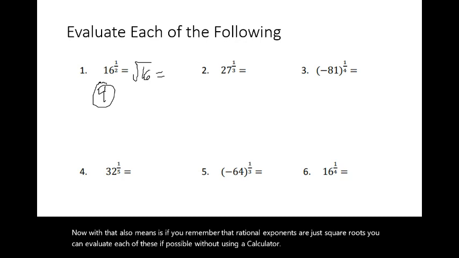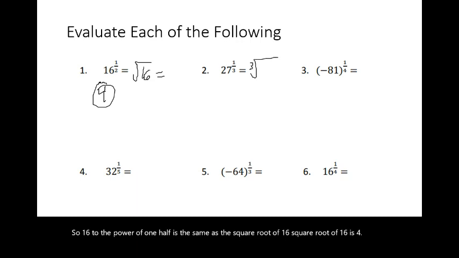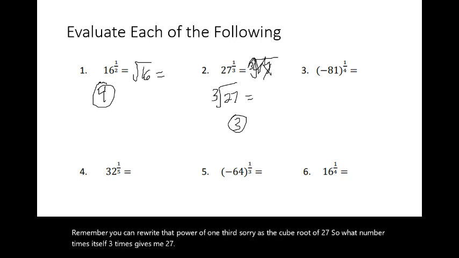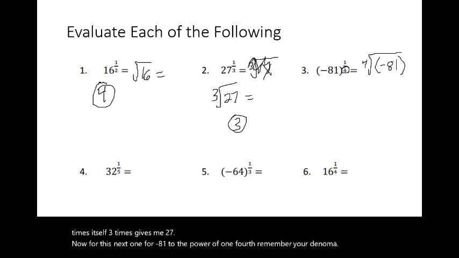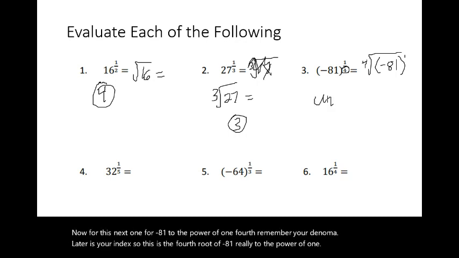For 27 to the power of 1/3, remember, you can rewrite that power of 1/3 as the cube root of 27. So what number times itself 3 times gives me 27? The answer is 3. Now for this next one, for negative 81 to the power of 1/4, remember, your denominator is your index. So this is the 4th root of negative 81, really to the power of 1. You cannot take the even root of a negative. So this is undefined. There are no numbers that multiplied by themselves 4 times gives you a negative 81.